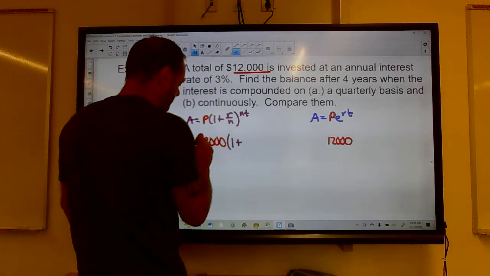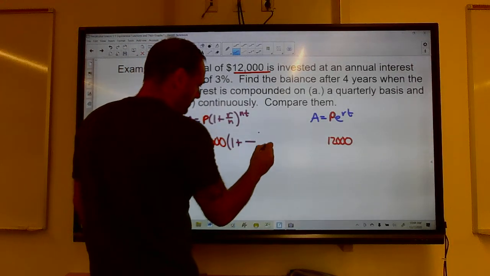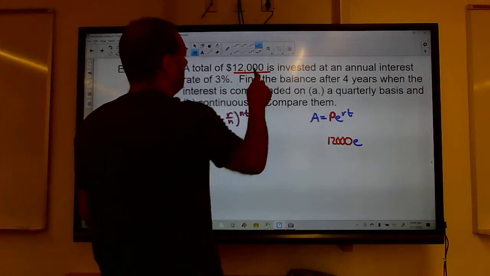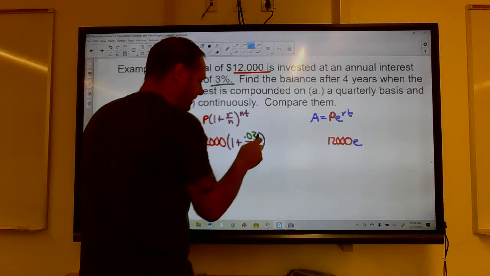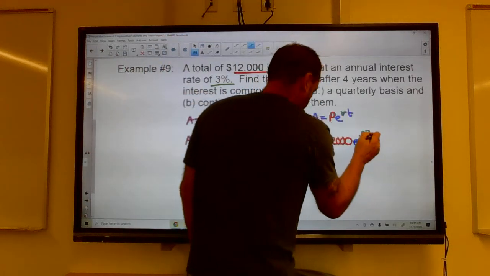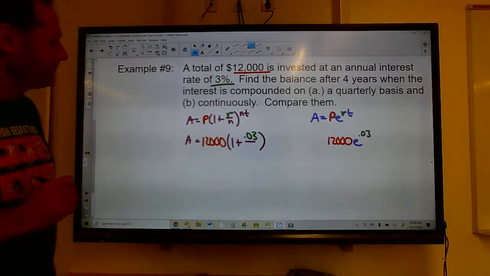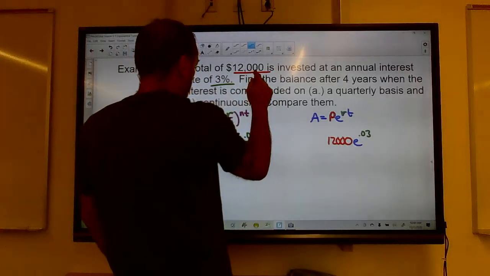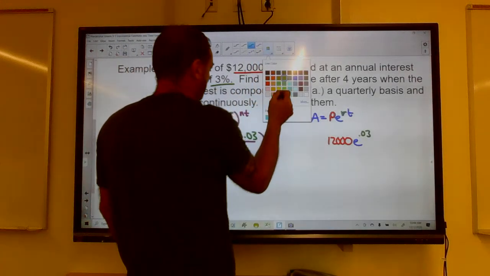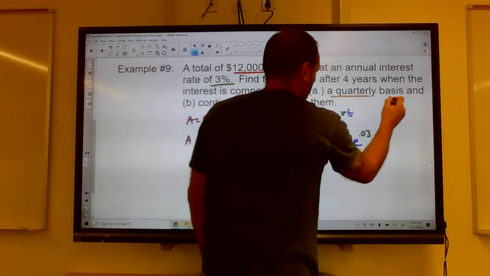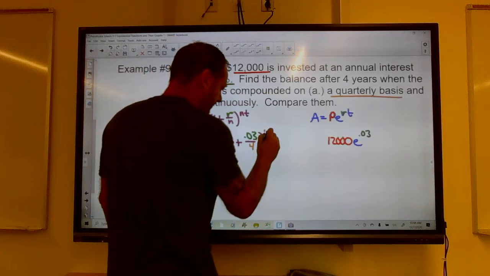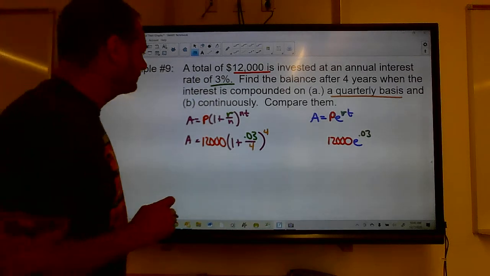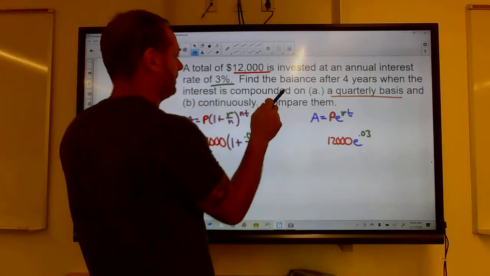Okay, so I've got 1 plus, and here I've got e. My rate r is 3%, that's 0.03, and here my rate is 0.03. How many times is it compounded? It's compounded quarterly, so n is going to be 4 times a year. And t is time, compounded for 4 years.